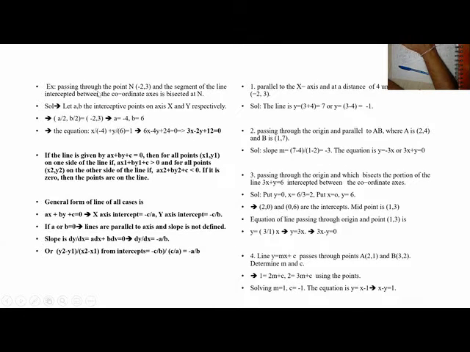Let us say this. Find the line passing through this point, where the segment of the line intercepted between the coordinate axes is bisected at the point (-2, 3). Let A and B be the intercept points on the x-axis and y-axis. So A by 2 is minus 2 and B by 2 is 3, because it is bisecting them. A by 2, B by 2 is the bisecting point of these two, which is equal to minus 2, 3.